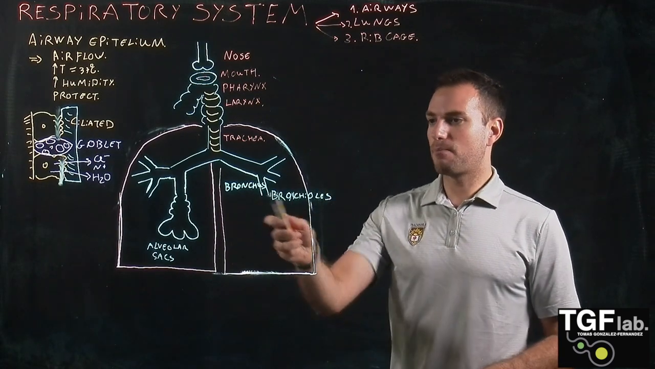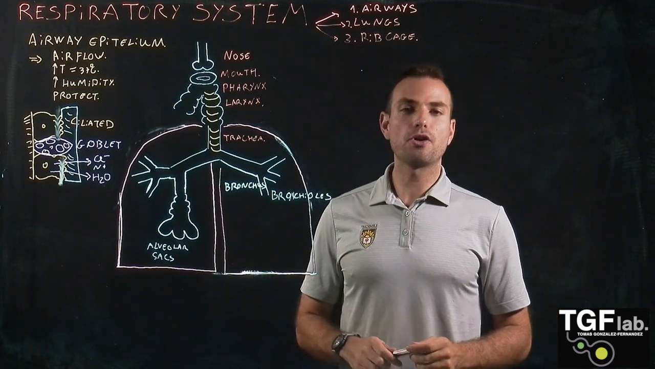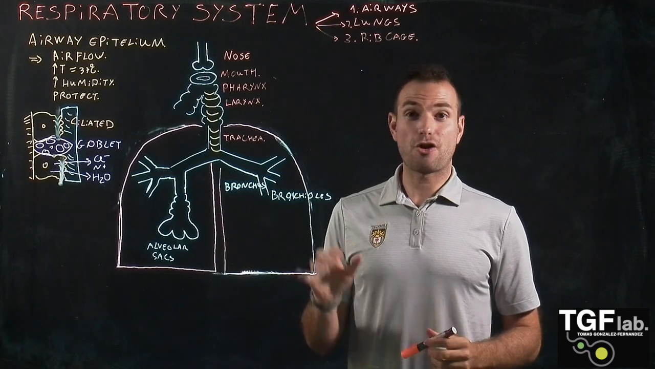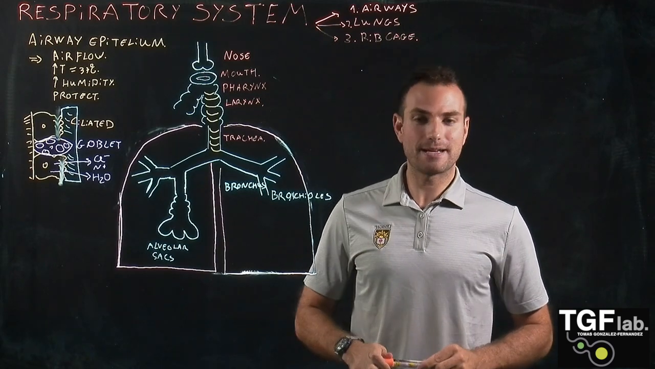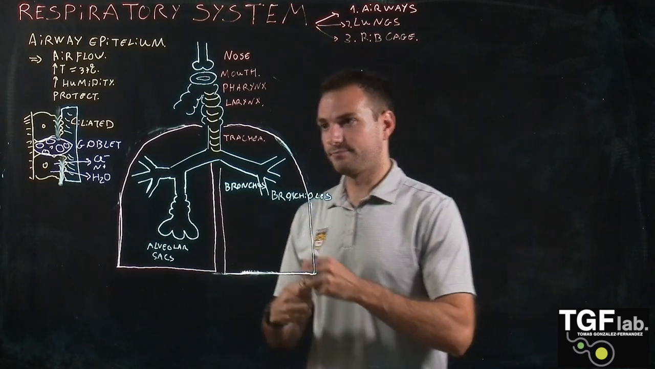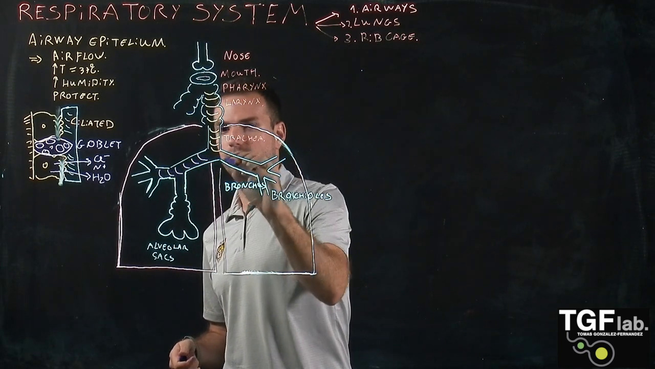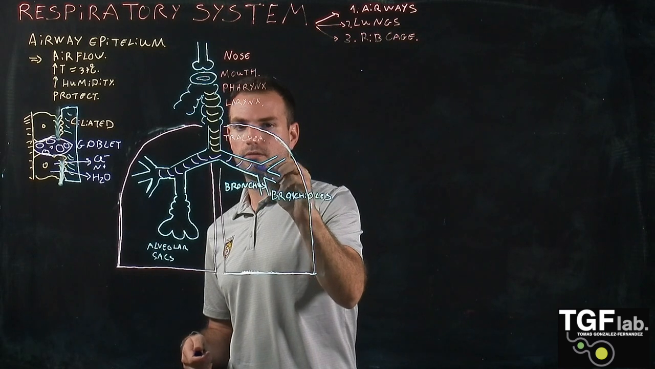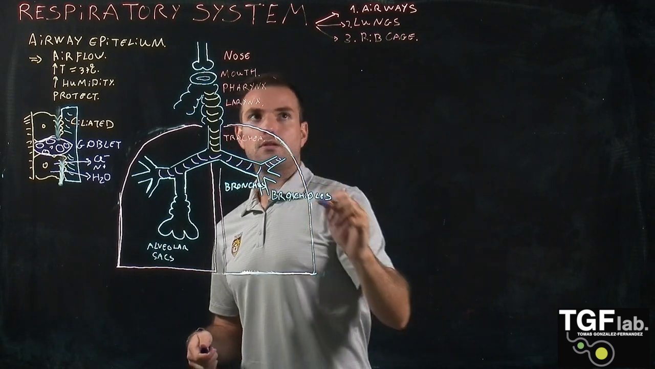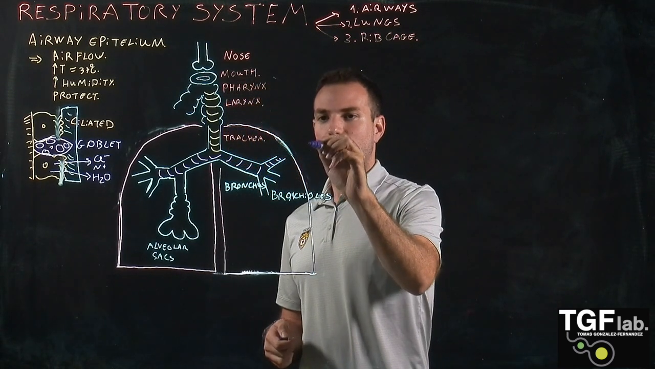So the bronchi and the bronchioles are not made of cartilage. They are made of smooth muscle. So let's put it here in purple to distinguish. So these are made of smooth muscle.